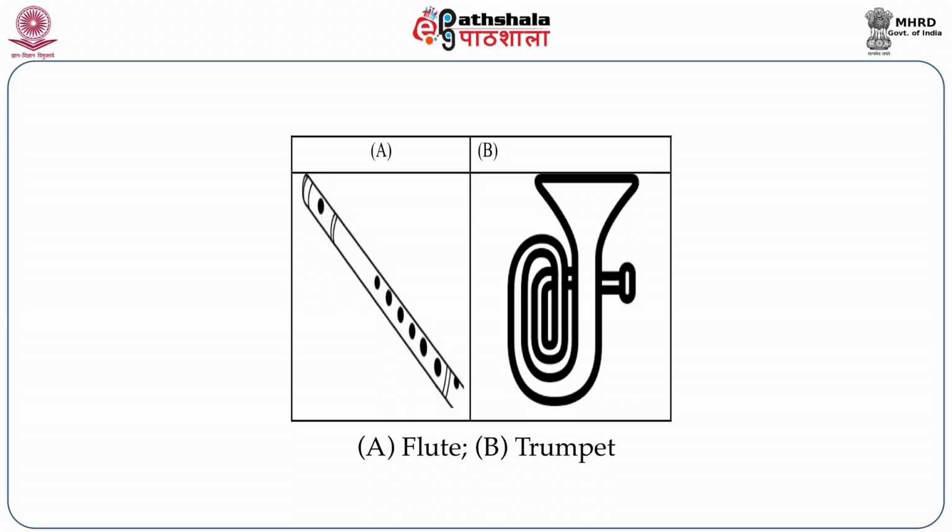A long, straight air column, but the obstructions are provided by these little holes. Some of these holes may be covered or uncovered, depending on what kind of configuration you want, what kind of air columns you want. And the other one is a trumpet. A trumpet looks much more complicated. Just take a look.